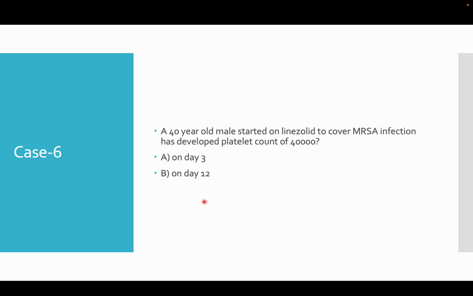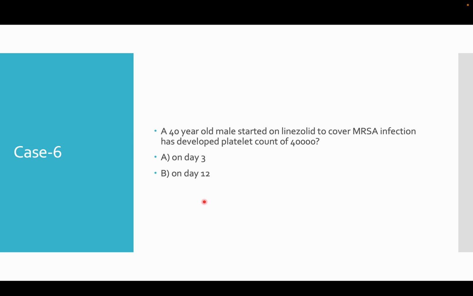A 40-year-old male started on linezolid to cover MRSA infection has developed a platelet count of 40,000 on day 3. So there are two scenarios. What if the patient developed the platelet count of 40,000 on day 3, and what if the patient developed the platelet count of 40,000 on day 12? If the patient developed the low platelet count on day 3, it is not drug related.